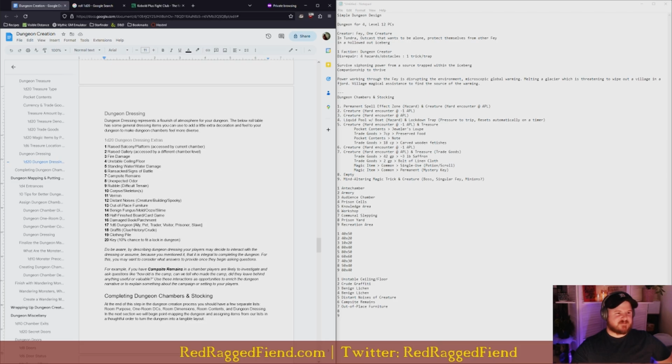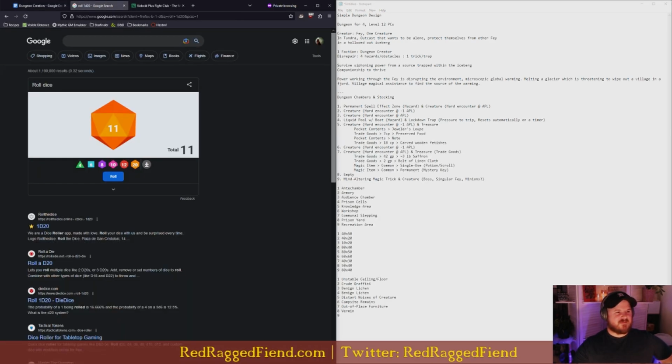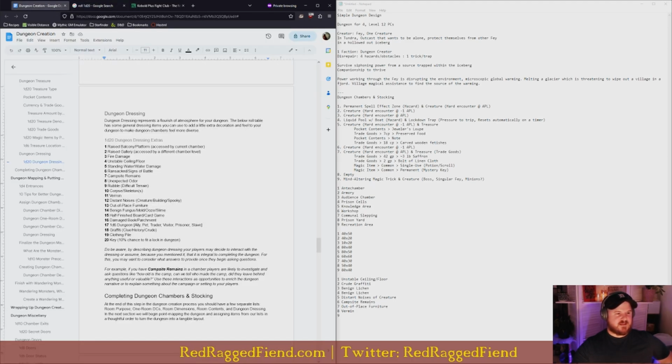11. Vermin. Good old vermin. Not much to say about vermin, they're vermin. Now, if you have somebody with you that can speak with animals, again, that's another cool creature encounter you can have, right? The dungeon dressing gives you opportunities, some extra stuff to do in the dungeon. And our final one is 10. Corpse or skeletons?